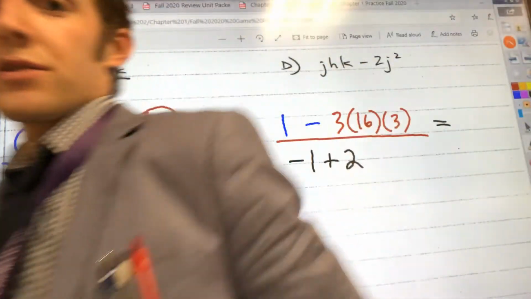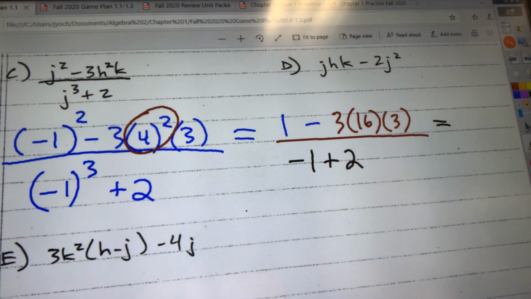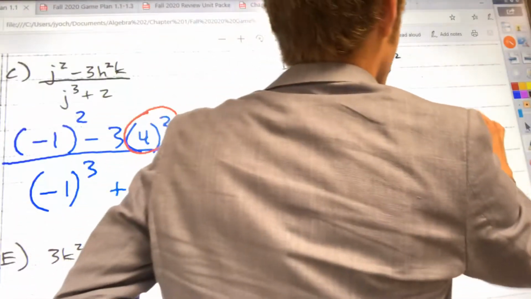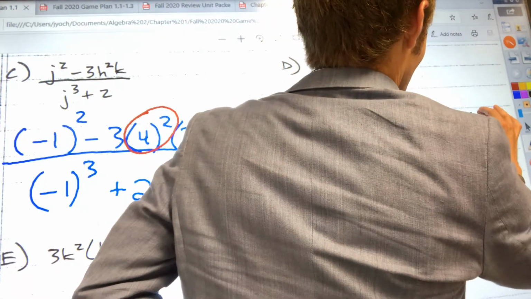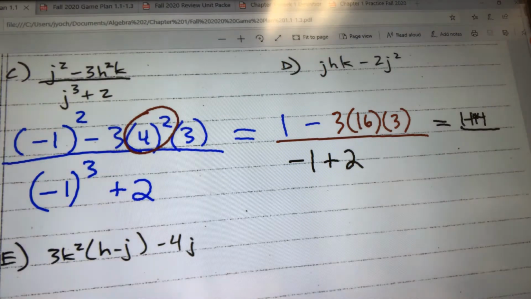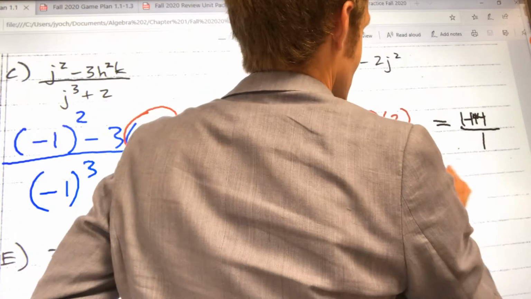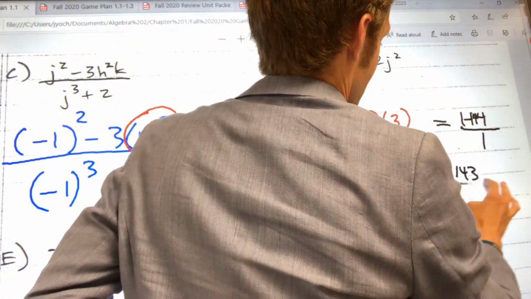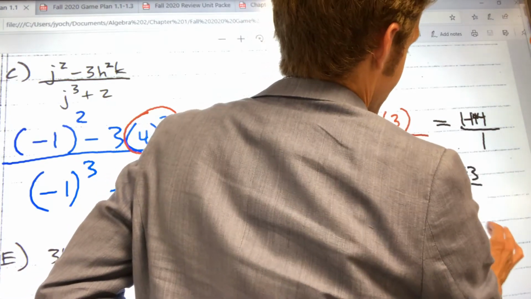All right, so what we got here is 3 times 16 times 3. It's going to be 144. So 1 minus 144 is -143. All over 1. Negative 143 over 1, which is a negative 143.